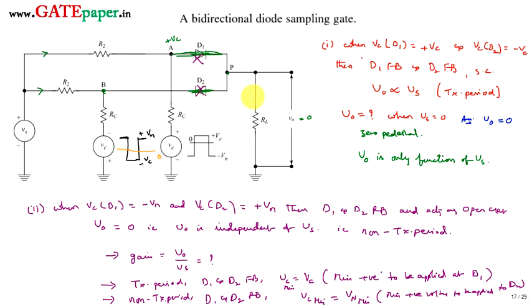So the circuit looks bidirectional. It can pass positive going signals as well as negative going signals. So this is a bidirectional sampling gate using diodes. Now we are going to calculate these three parameters: gain, Vc minimum and Vn minimum.